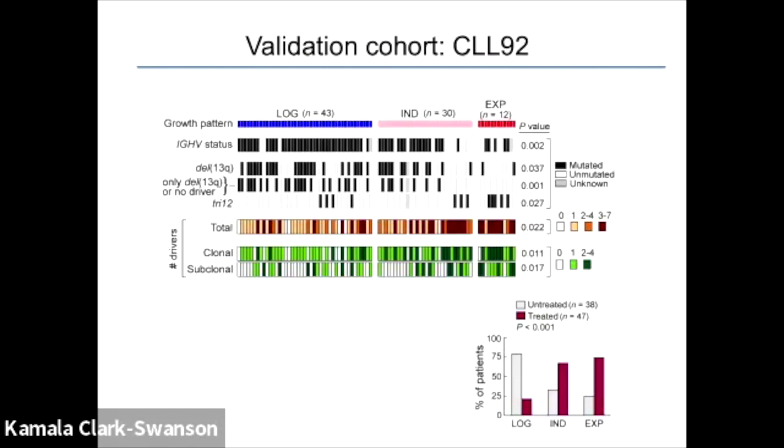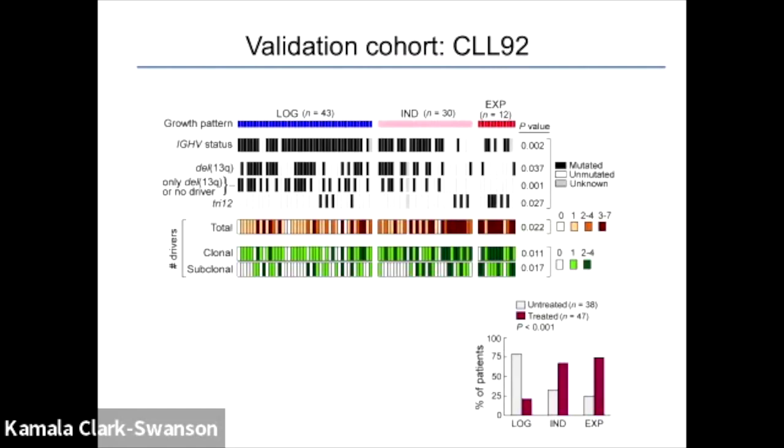And finally, looking at need for treatment, because in this validation cohort, not all patients received treatment. So we looked at, if we classify the patient into some growth category, how likely they are to receive treatment. And you can see that in the logistic growth category on the bottom, the large majority of patients did not need to undergo any treatment during our follow-up period, whereas exponentially growing patients, by and large, necessitated treatment.